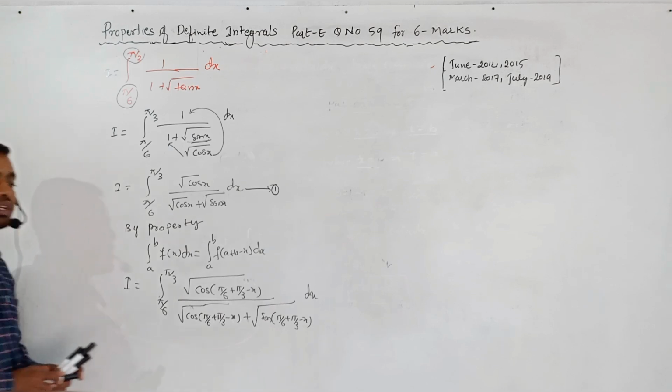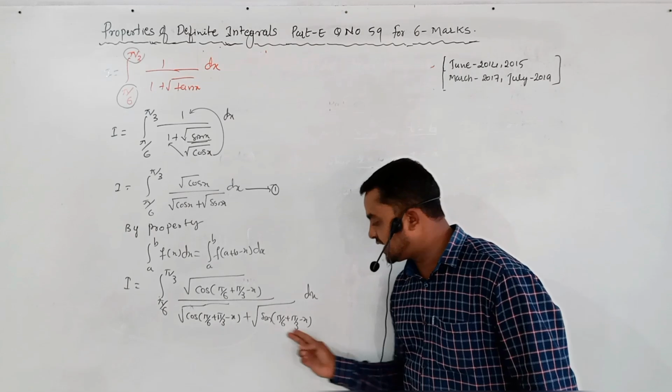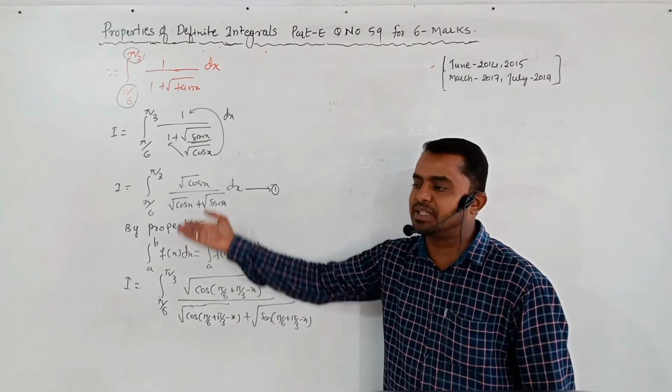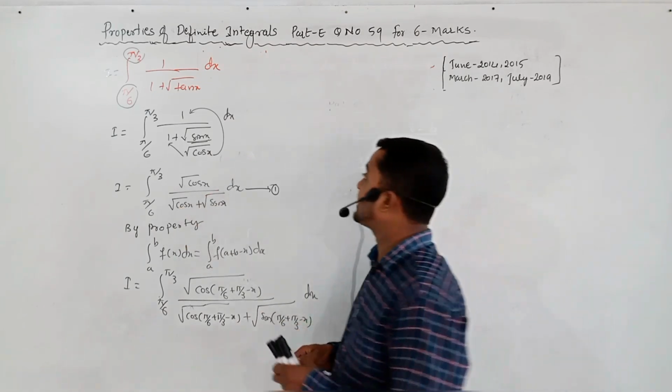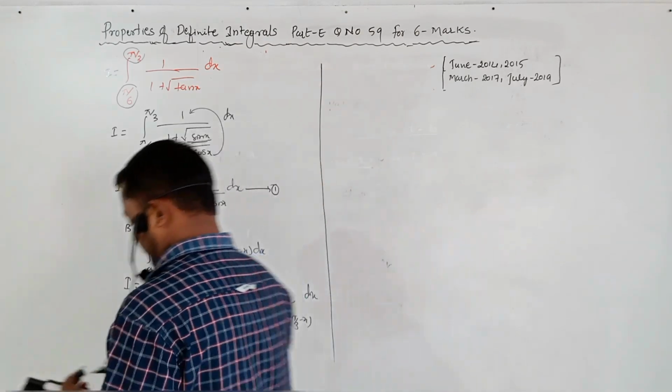A plus b means here 5 by 6 plus 5 by 3, minus x. A means 5 by 6, b means pi by 3. So the next steps I am writing here.